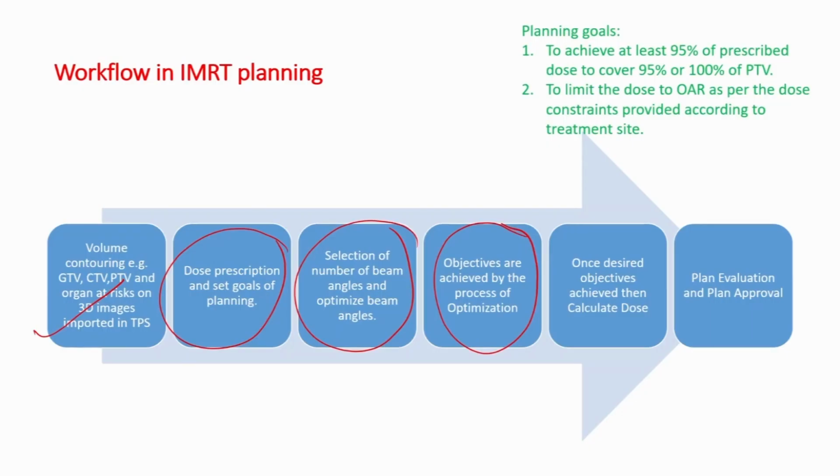Once the desired objectives have been achieved, the dose calculation needs to be performed, and once the dose calculation is performed, you can see the dose distribution and go for the plan evaluation and plan approval.